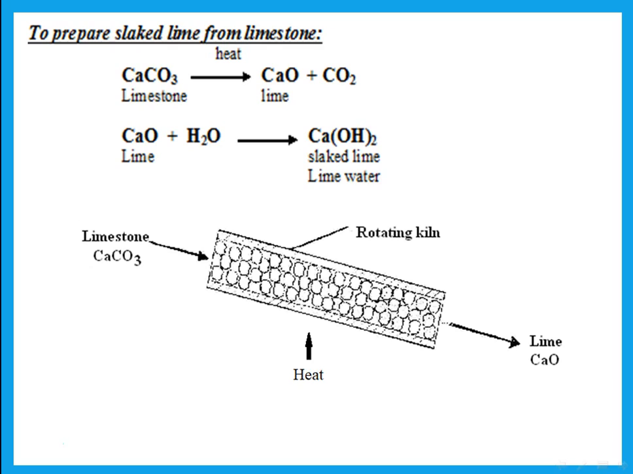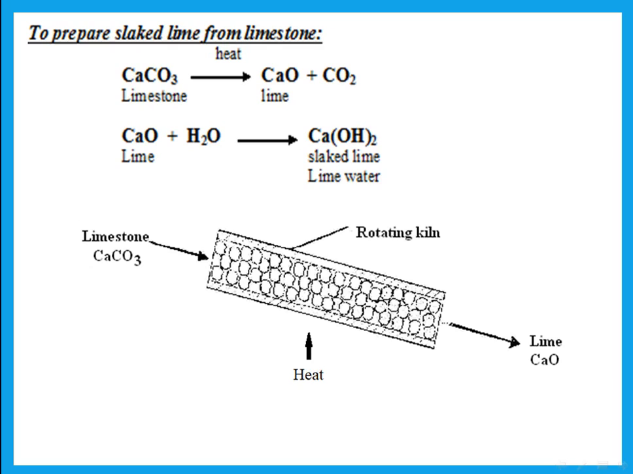Okay, how do we prepare slaked lime from limestone? We're going to start from limestone. And we said limestone is calcium carbonate. And we want to end with slaked lime, which is calcium hydroxide. How do we do that? Limestone, which is calcium carbonate, breaks up when heated, or it decomposes thermally when heated to form calcium oxide plus carbon dioxide. And we said that the calcium oxide is called lime. Now, when lime is dissolved in water, that forms calcium hydroxide.